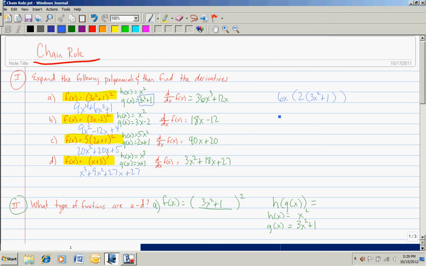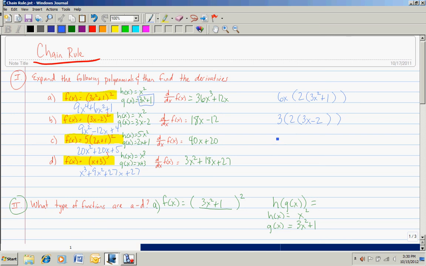For the second example, the derivative of 3x minus 2, the inside function is 3. The derivative of the outside function would be 2 times whatever x is, but it was a composite function, so we plug in 3x minus 2 for this one.